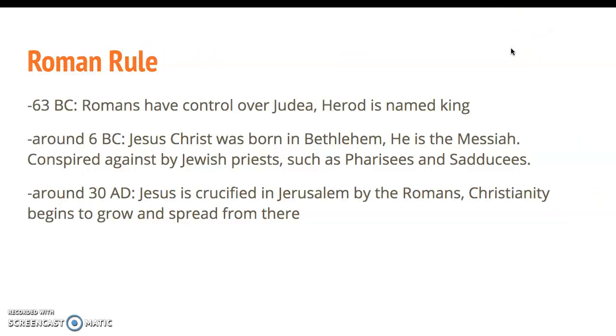63 BC, Romans take control over Judea, and Herod is named the king, which is more like a ceremonial governor of that region. Around 6 BC, Jesus Christ is going to be born in Bethlehem, and he is the Messiah. He was conspired against by Jewish priests, such as the Pharisees and Sadducees, performed many miracles, won a lot of following, and started the largest religion in the world. Around 30 AD, Jesus is crucified in Jerusalem by the Romans, but Christianity, despite that, begins to grow and spread from there.